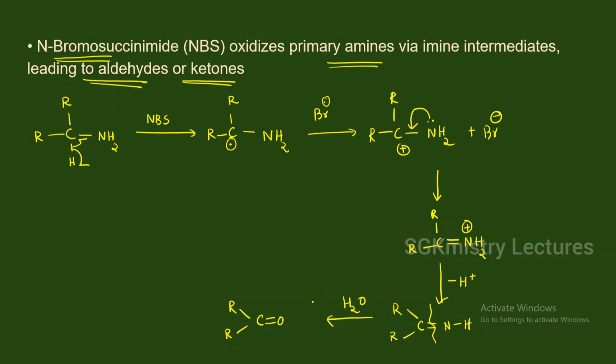Here, I have taken both as R groups. Now, if one of the R groups, instead of R, is H, then you get an aldehyde as the product. If both are R groups attached to this carbon atom, then you're going to get the ketone as the product. So this is how, by making use of N-bromosuccinimide, you are going to get the aldehydes or ketones from the amines taken as the starting material.